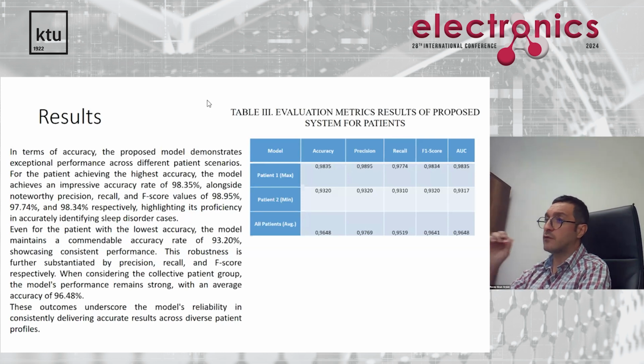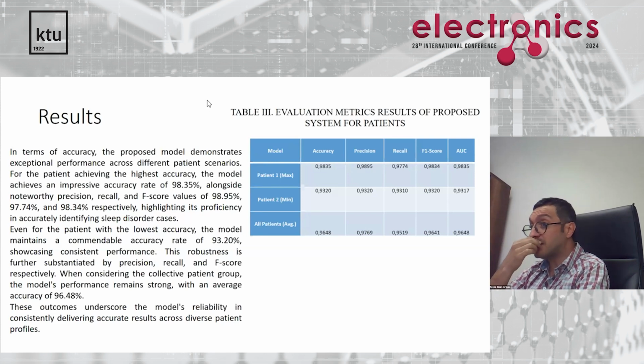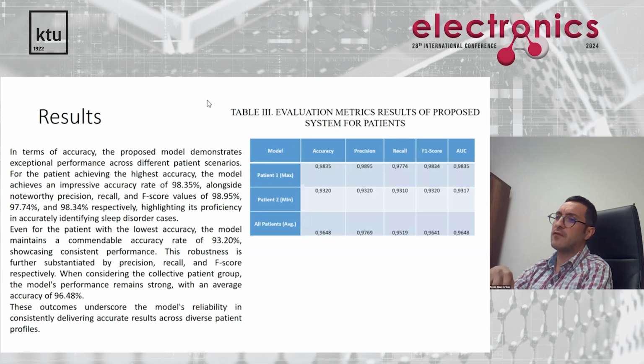Even for the patient with the lowest accuracy, the model maintains a commendable accuracy rate of 93.20%, showcasing consistent performance. This robustness is further substantiated by precision, recall, and F-score respectively. When considering the collective patient group, the model's performance remains strong with an average accuracy of 96.48%. These outcomes underscore the model's reliability in consistently delivering accurate results across diverse patient profiles.